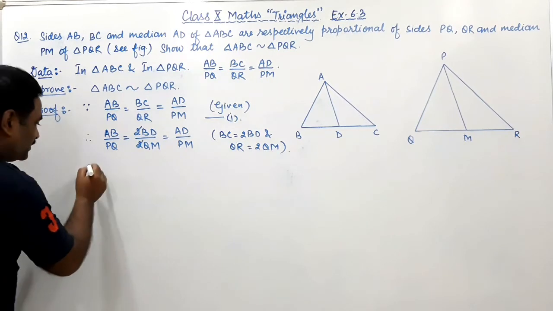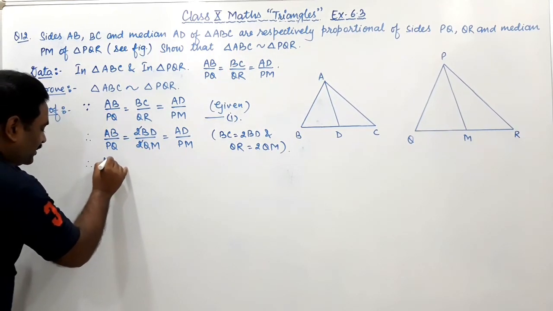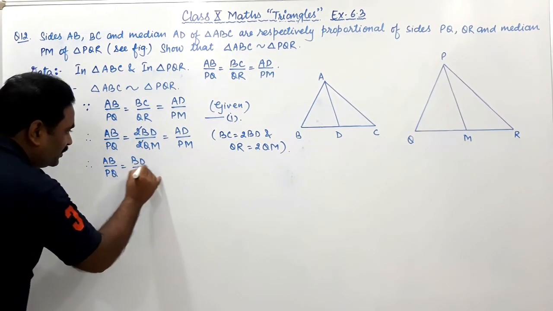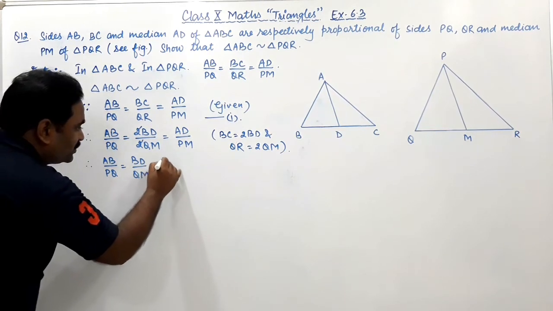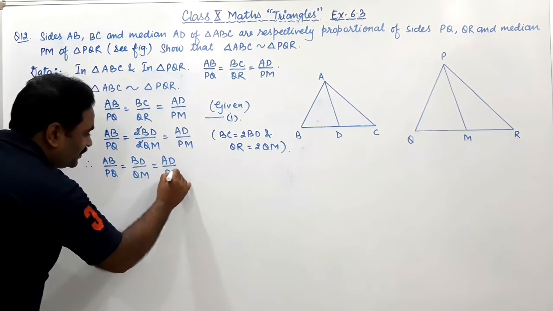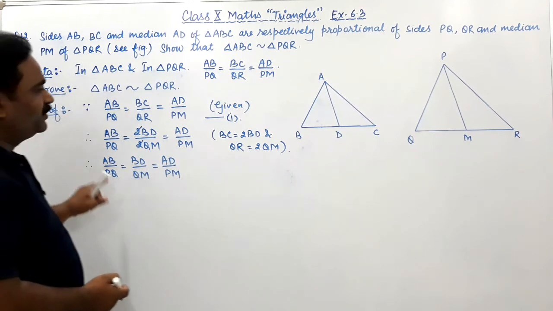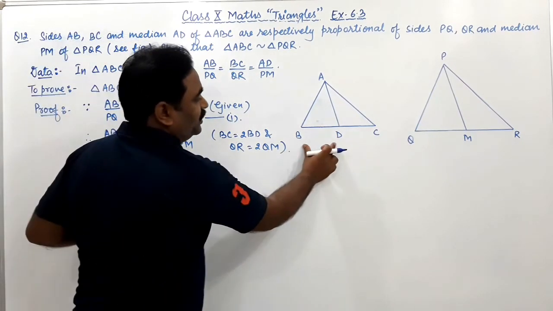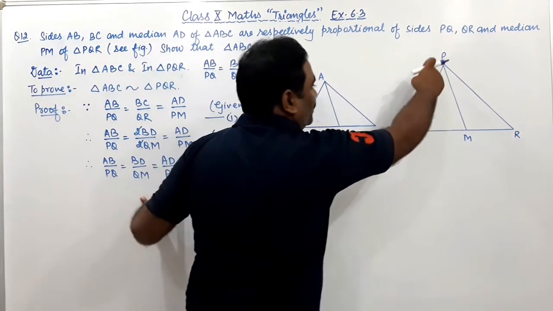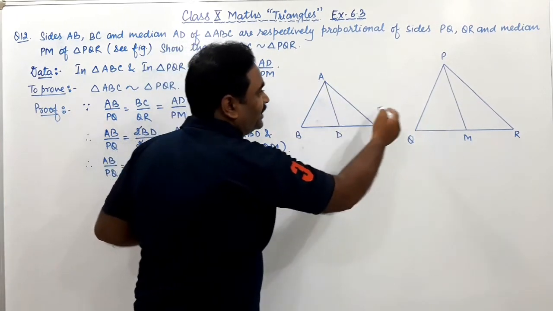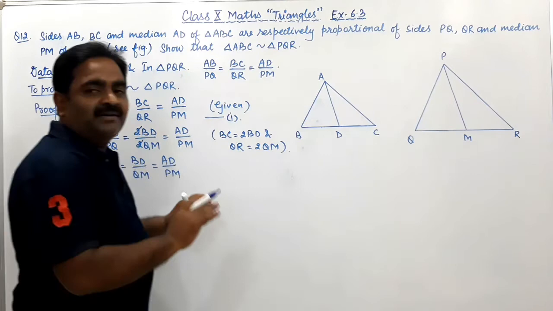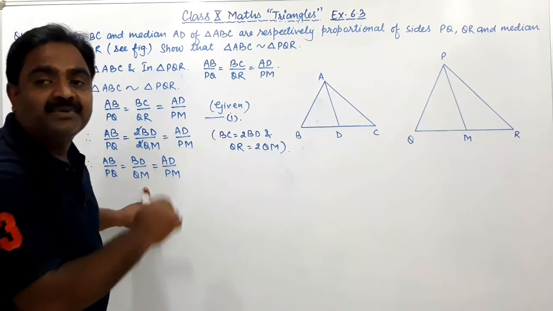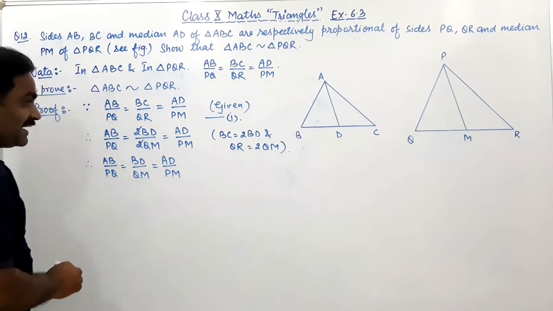Now what you got, therefore what did you get: AB upon PQ equals BD upon QM equals AD upon PM. Let us see which sides these are. AB upon PQ equals BD upon QM equals AD upon PM. So of this triangle ABD and this triangle PQM, all the corresponding sides are in proportion. So what can you say about these two triangles? These two triangles are similar by side similarity.